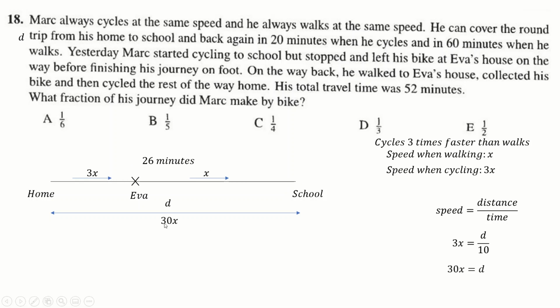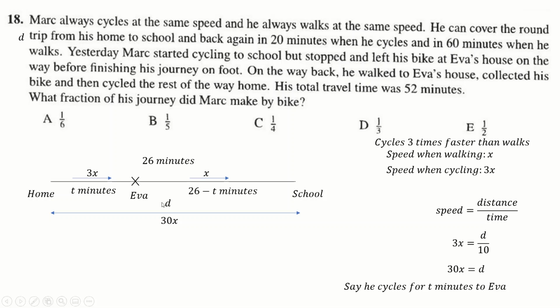So let's replace that there. Now, I got a bit stuck here for a while, but what I said was, let's pretend that he goes to Eva's house for some time t. And that makes, if it takes him time t to get to here, it takes him time 26 minus t to get to there.